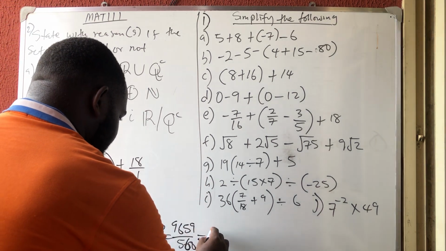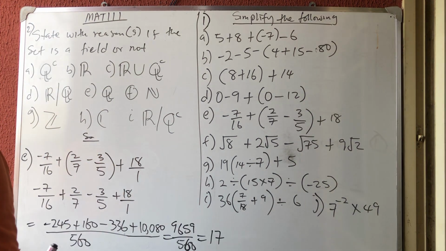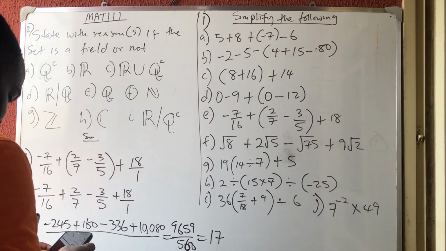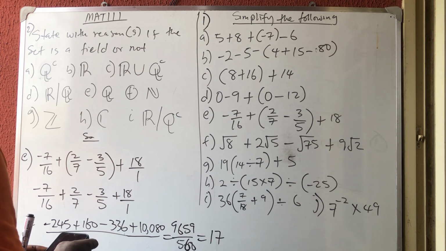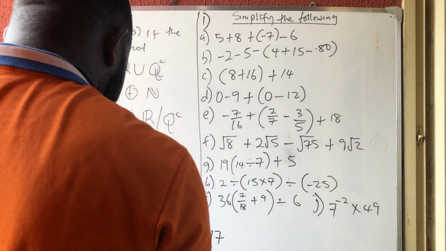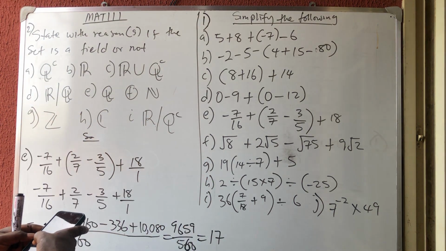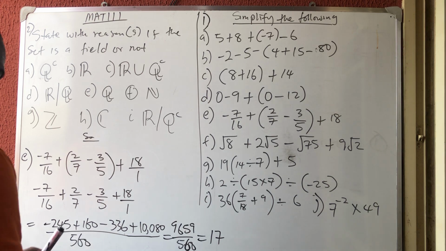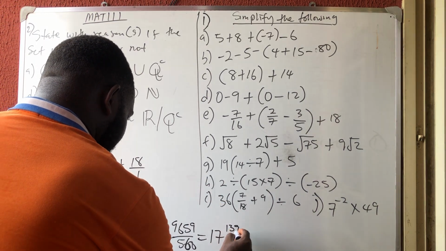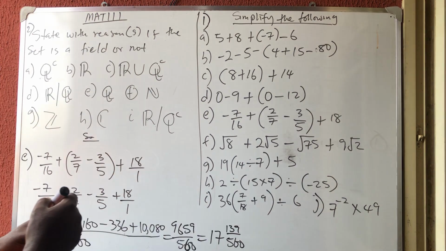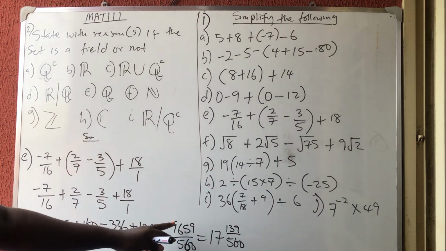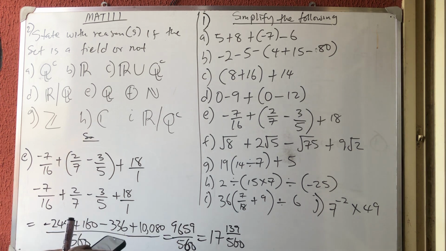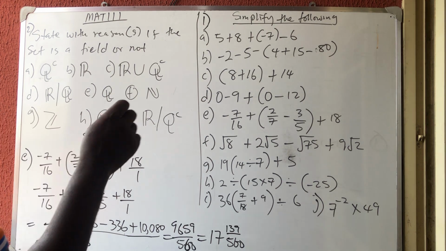9659 divided by 560. I'm having 17 whole number, 139 over 560. Okay, so how did I get that? By saying 9659 divided by 560. I got 17 point blah blah blah.